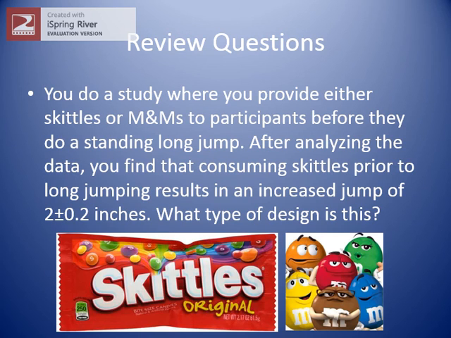And here's one more. You do a study where you provide either Skittles or M&Ms to participants before they do a standing long jump. After analyzing the data, you find that consuming Skittles prior to long jumping results in an increased jump of 2 plus or minus 0.2 inches. What type of design is this? Probably this is a randomized control trial. Because you're intervening, you're giving the participants something, Skittles or M&Ms. It doesn't say that they were randomized, but if they were, that would definitely be an RCT.